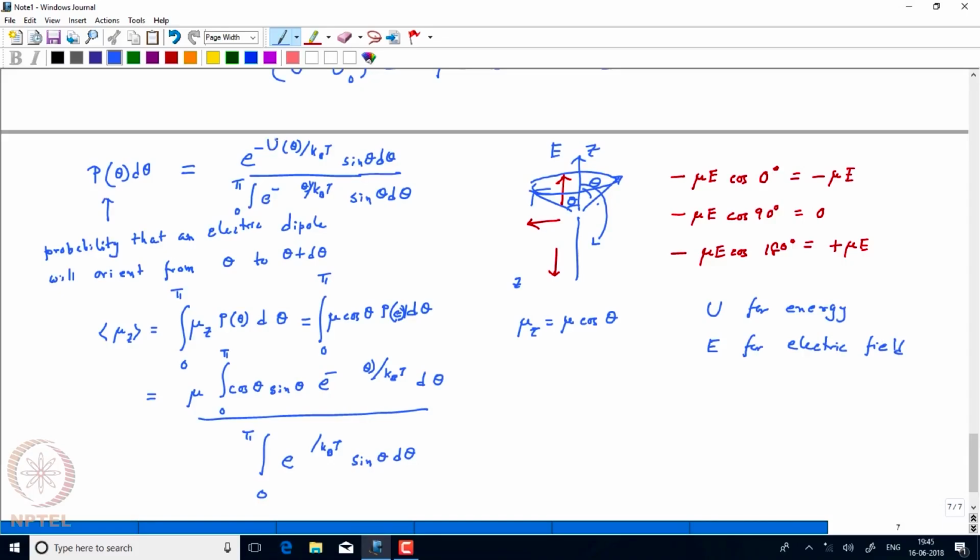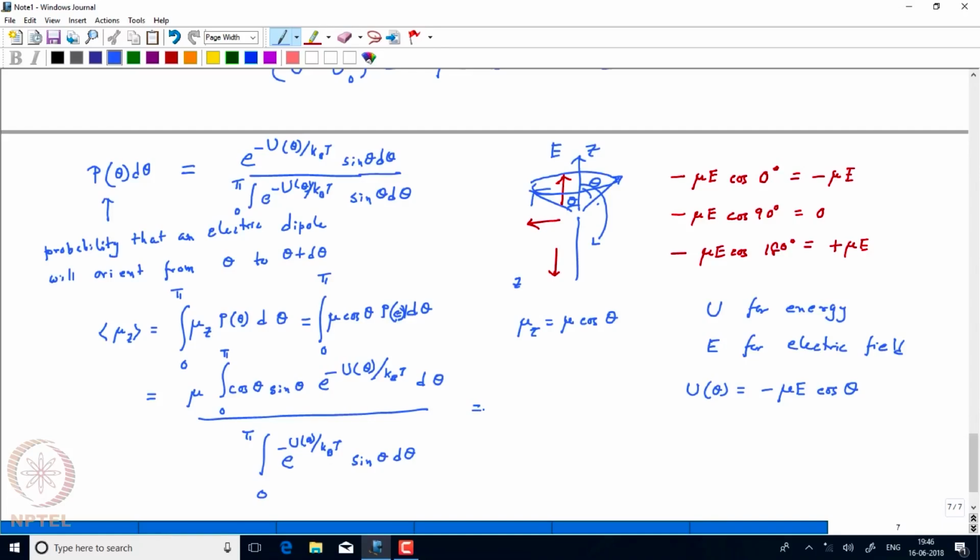So it will be basically e to the power minus U of theta divided by kBT. Now U of theta, you already know, is minus mu E cos theta. Then we can integrate it. It will be e to the power minus cos theta times something divided by kBT, and the minus sign will become plus eventually, and then we'll have an integrand of this form after we make some substitution.